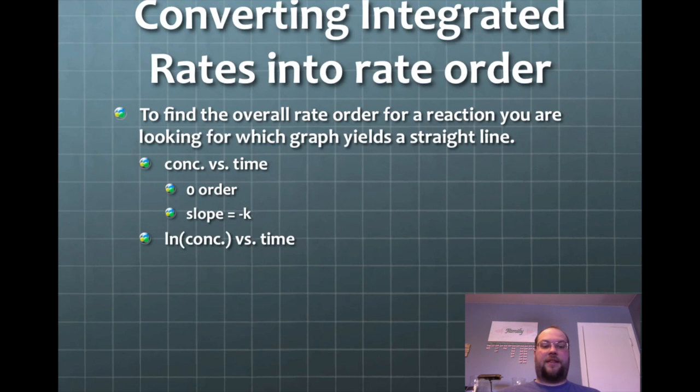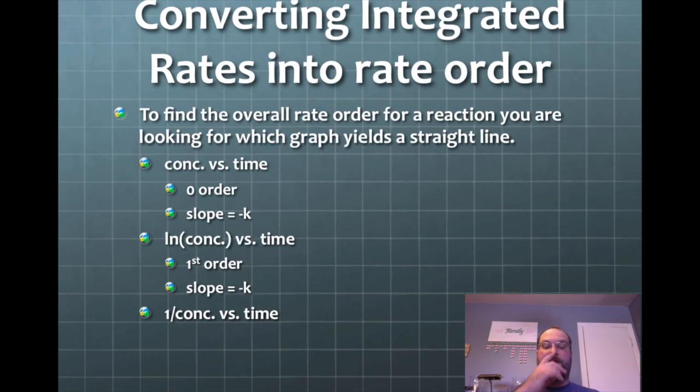All right, let's say the natural log of concentration versus time is a straight line. Okay, so concentration versus time, it's not straight at all, but the natural log of concentration versus time is. Well, that's a first order reaction. And once again, the slope is my negative k value. So I don't need to worry about finding anything. I just plug in, find my slope. The negative of that is my k.